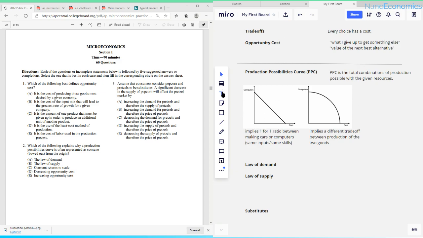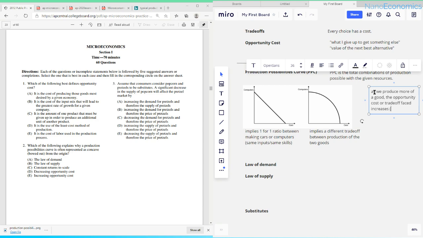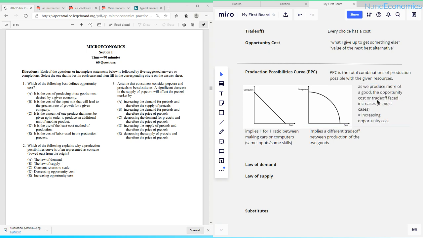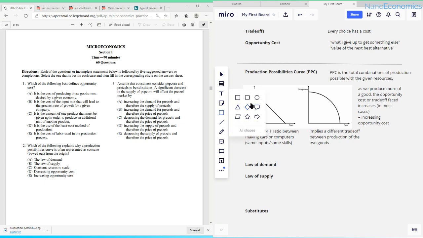So as we produce more of something, that is called increasing opportunity cost. And that is the key vocabulary that we're really looking at here.